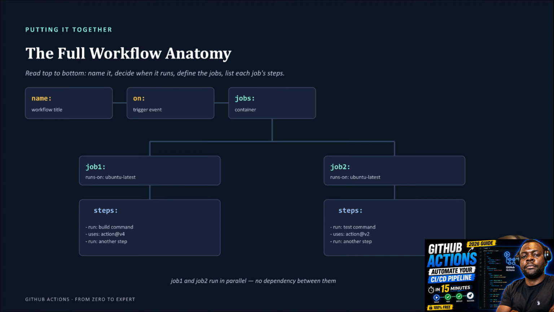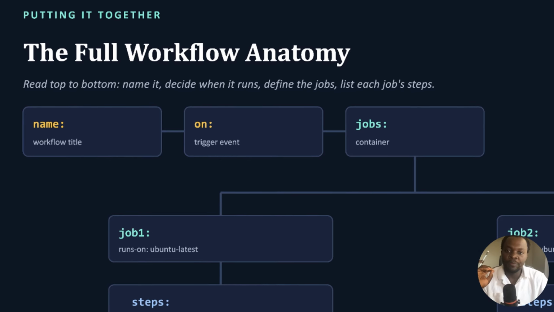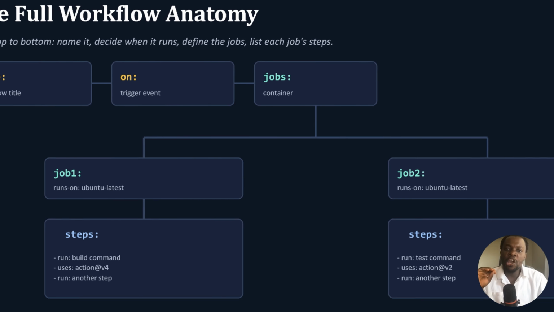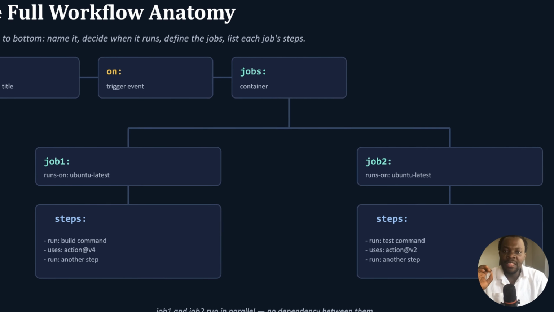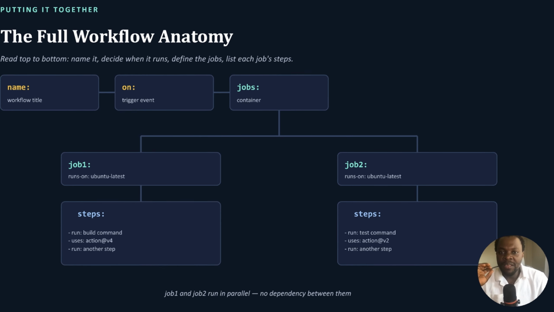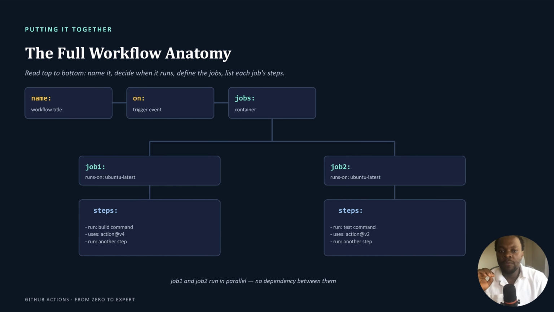So, reading from top to bottom. First, we give the workflow a name, then we define when it should run. Next, we specify one or more jobs. Inside each job, we define the machine that should execute it. Finally, we list the individual steps that perform the work. Once you understand this structure, reading GitHub Action workflows becomes much easier. Let's see this complete example.